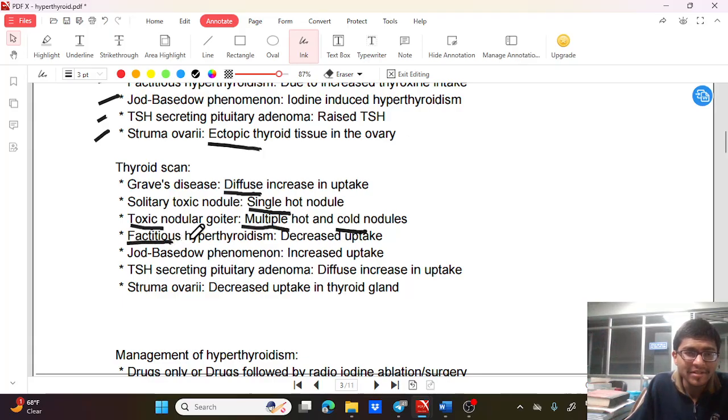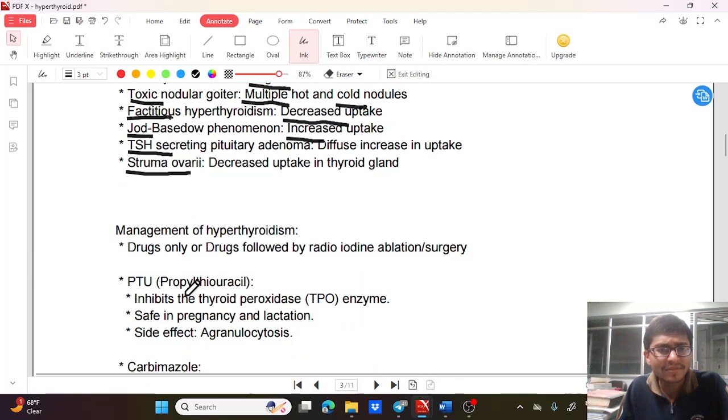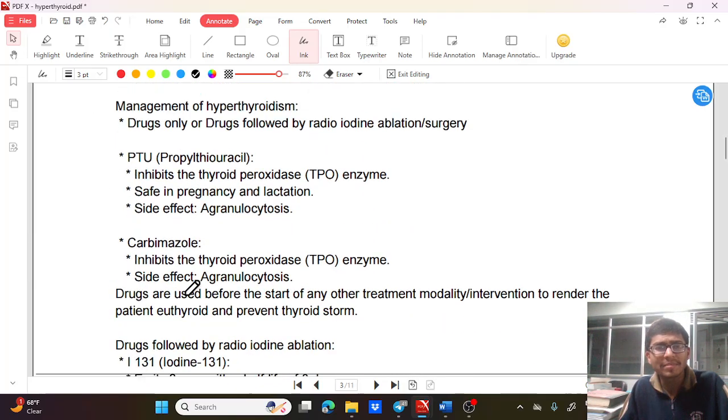Then in factitious hyperthyroidism, where there will be increased thyroid hormone intake, there will be decreased uptake. So here, because the thyroid hormone is already more in the body, the thyroid gland will not be functioning at a higher rate because there is already a lot of hormone. Then Jod-Basedow phenomenon, here there will be increased uptake. Then TSH secreting pituitary tumor, diffuse increase, again similar to Graves' disease. Then lastly struma ovarii, where there will be decreased uptake in the thyroid gland. So these are some of the thyroid scan features of various causes of hyperthyroidism.